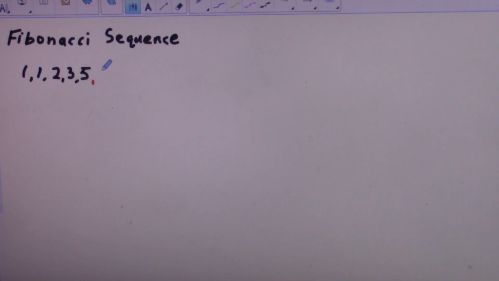So what's 3 plus 5? 8. That's the next term. What's 5 plus 8? 13. What then is 8 plus 13? 21. I think numbers are starting to get a little bigger. 13 plus 21, 34, and so on. So it follows this pattern.